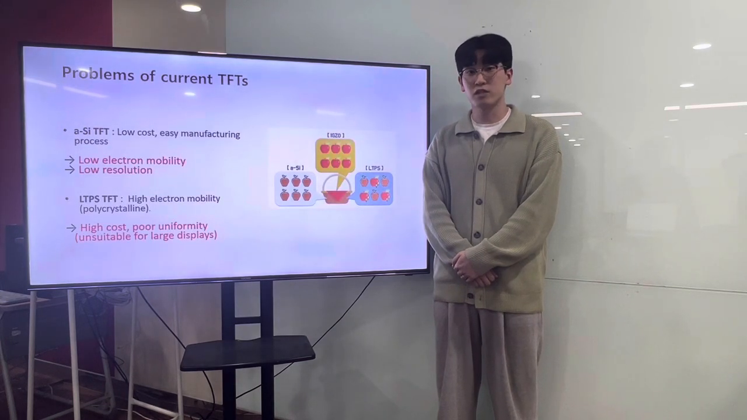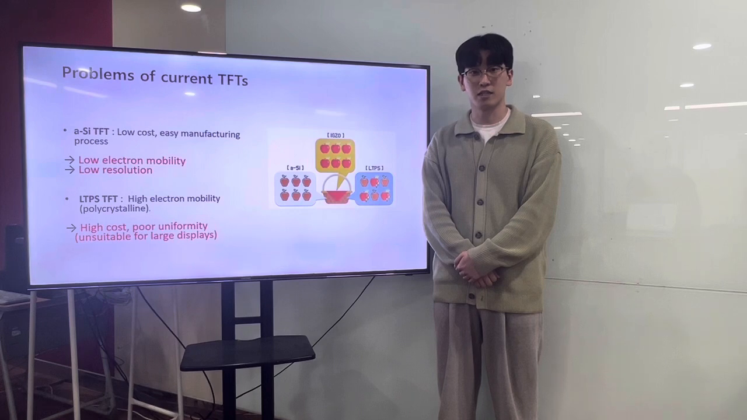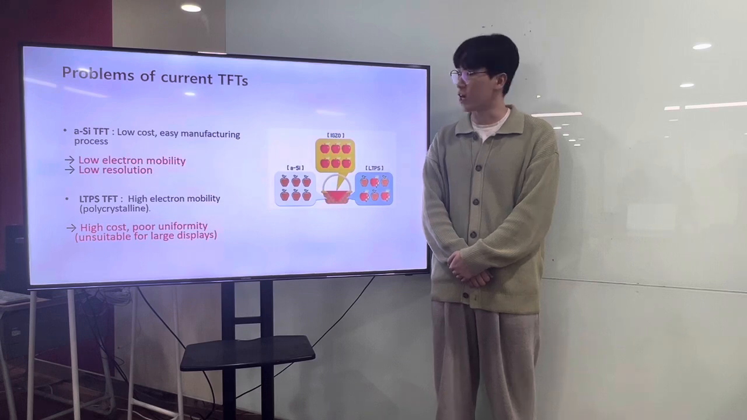The materials used in TFTs can be grouped into three categories: amorphous silicon, LTPS, and oxide. Traditional TFTs often use amorphous silicon and LTPS for the active layer. Amorphous silicon is cheap and easy to make, but is not suitable for high-quality displays because it doesn't let electricity flow well. On the other hand, LTPS has better electrical flow, but is expensive to make and has poor uniformity, so it has limits for large displays.